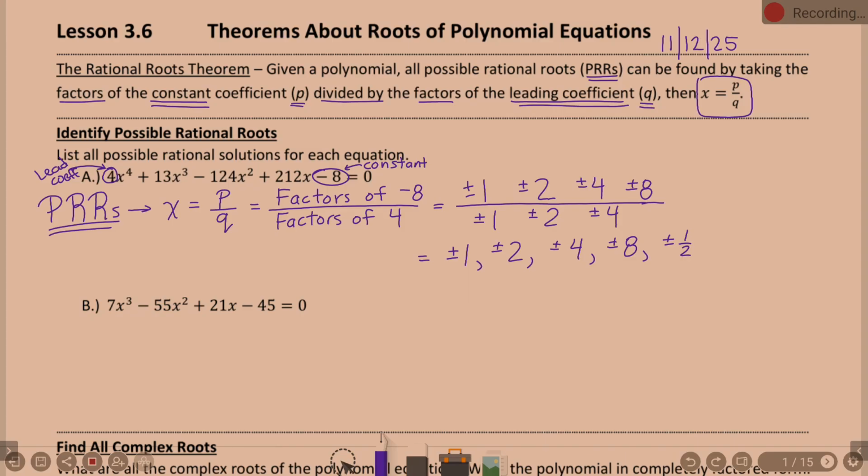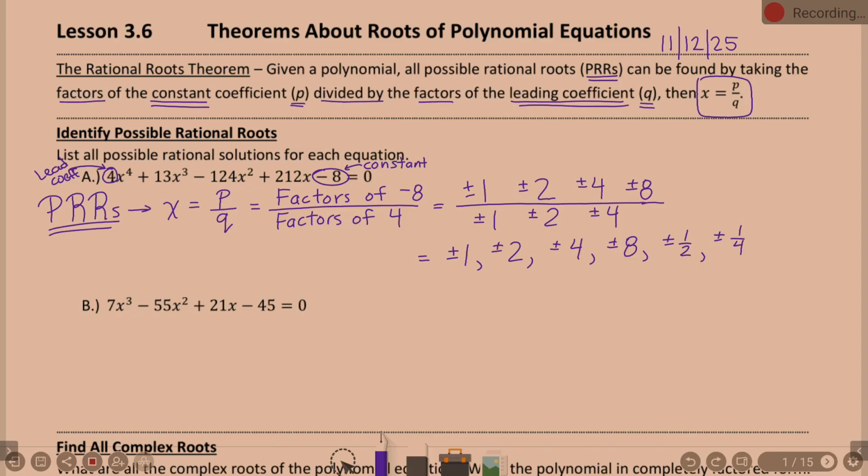Now we're going to take a turn and put everything over 4. What about 1 over 4? That's going to be plus or minus 1/4. What about 2 over 4? 2/4, which reduces to 1/2, so I don't need that. What about 4 over 4? That's 1. We've already got it. What about 8 over 4? That's 2. We've already got that.